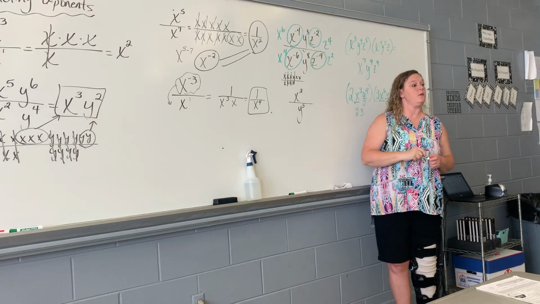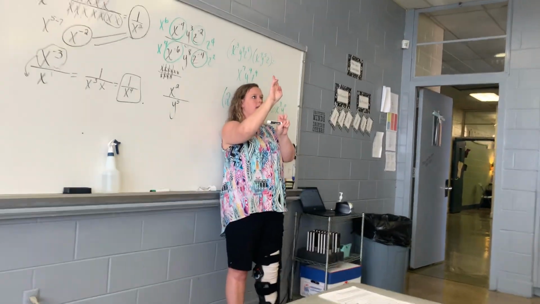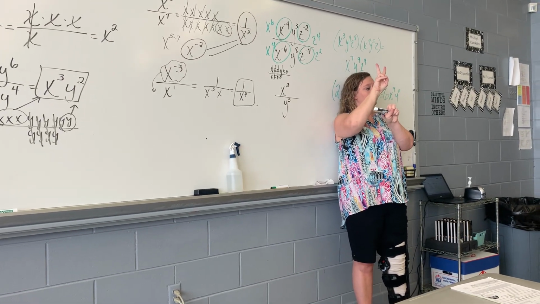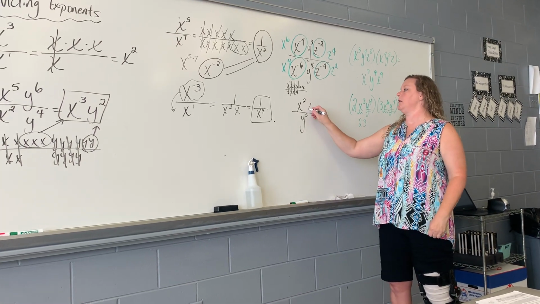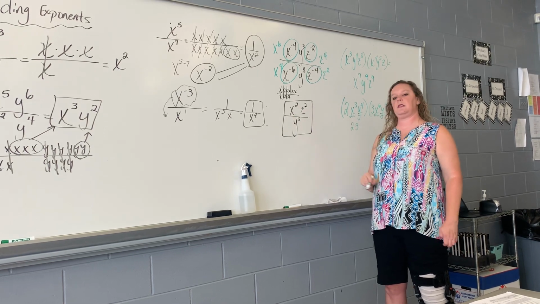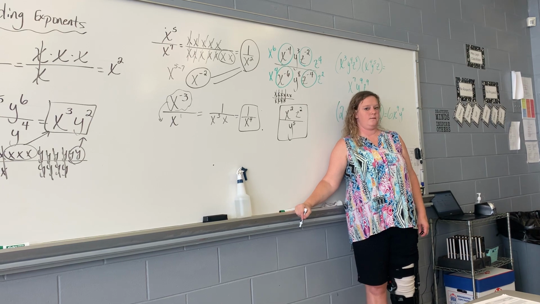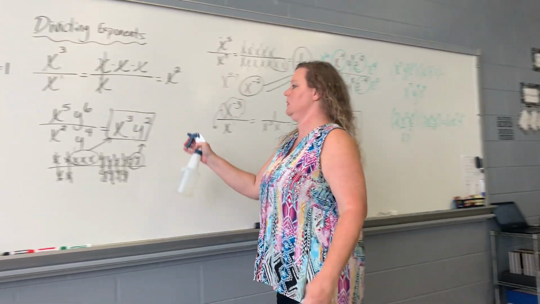Now do your z's. If you have z to the 4th and z to the 2nd on bottom, when you cancel those out, how many z's are left and where are they? 2 on the top. That's right. So z squared on the top. And that would be the answer to that problem. Okay? All right, we need to do another few examples.